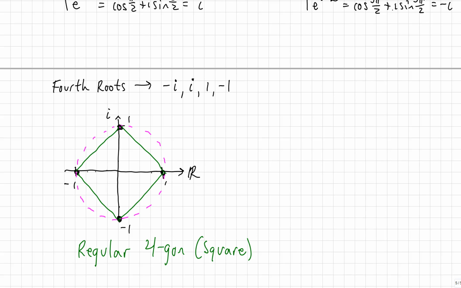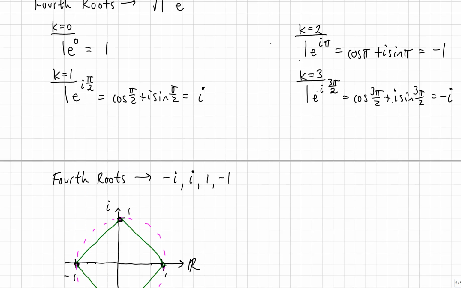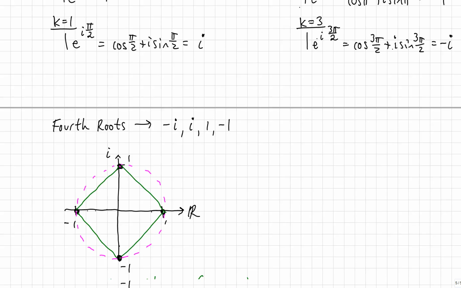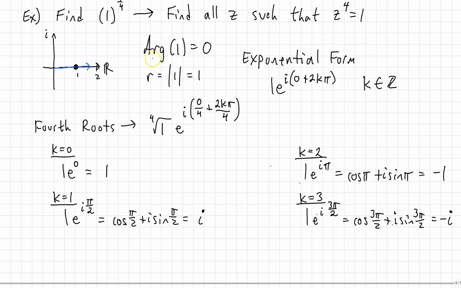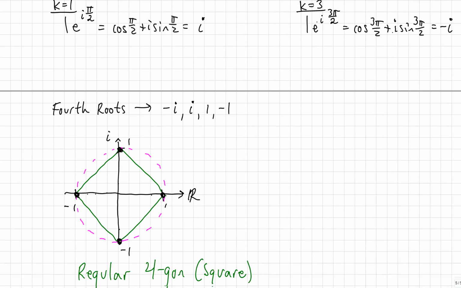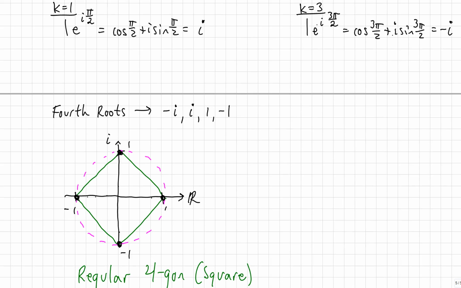Now the principal root would be the one where k equaled 0, and we use the principal argument. The principal argument was 0 radians, and then when k equaled 0, we got 1. So 1 is the principal fourth root. So this one right here, that positive 1, is the principal fourth root.